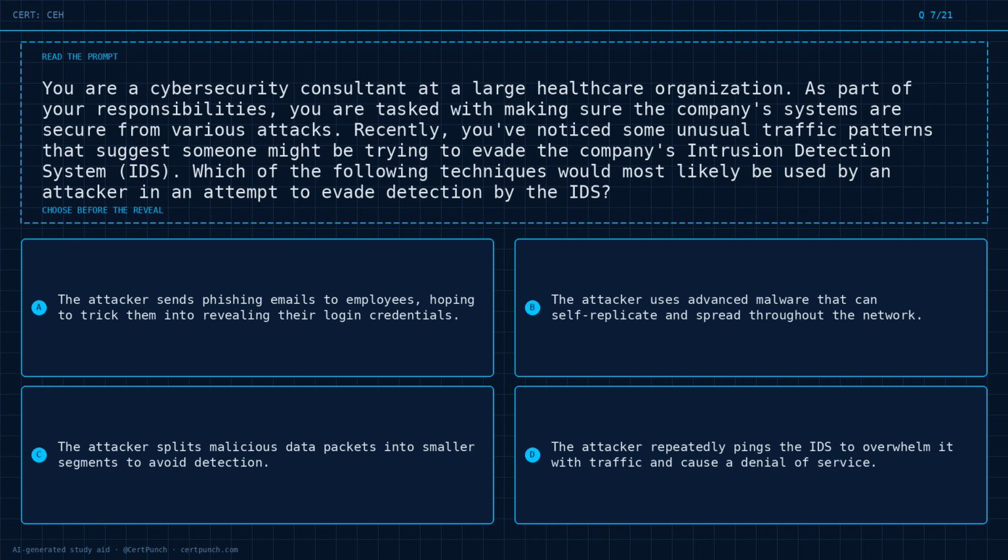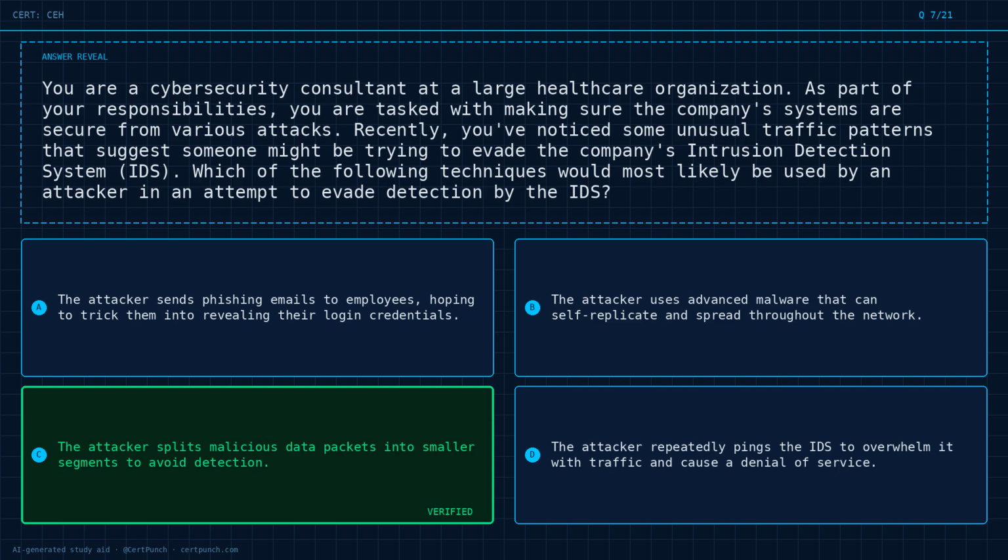Which of the following techniques would most likely be used by an attacker in an attempt to evade detection by the IDS? Option A, the attacker sends phishing emails to employees, hoping to trick them into revealing their login credentials. Option B, the attacker uses advanced malware that can self-replicate and spread throughout the network. Option C, the attacker splits malicious data packets into smaller segments to avoid detection. Option D, the attacker repeatedly pings the IDS to overwhelm it with traffic and cause a denial of service. Choose the best answer before the reveal. Commit to it now.